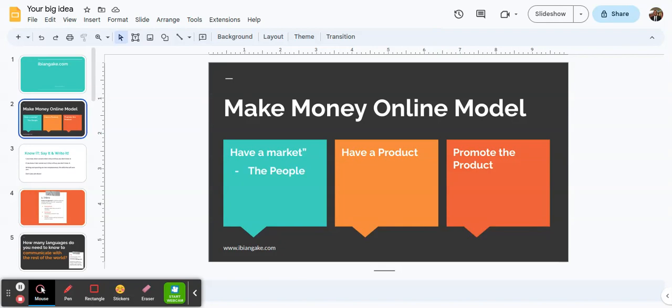Now these models can be further broken down, but for today, we won't go into all of those nitty-gritties. I will make another video talking about these models in more detail. But just know that every business must have a market, must have a product, and then you must promote the product. You must promote the solution. You don't build and wait for them to come. You build and you push it to them.